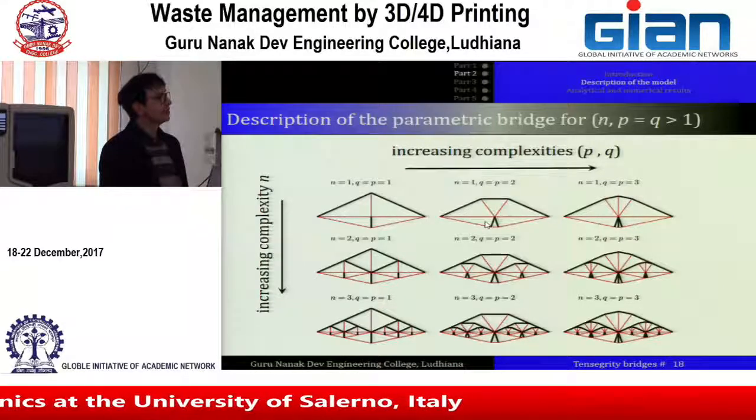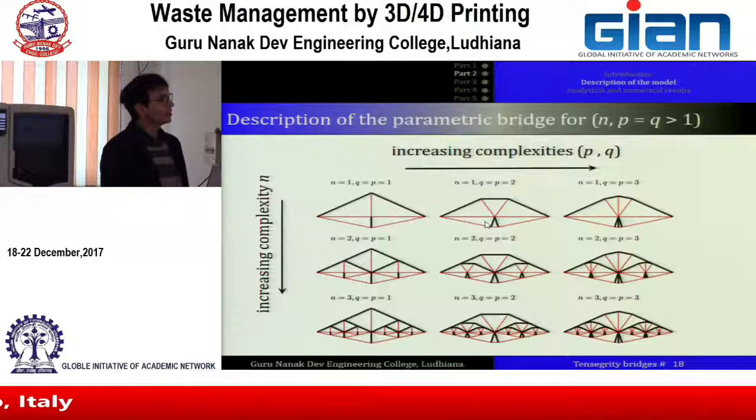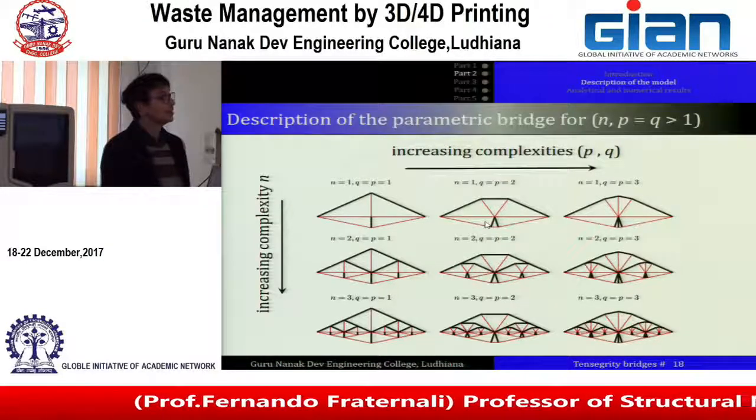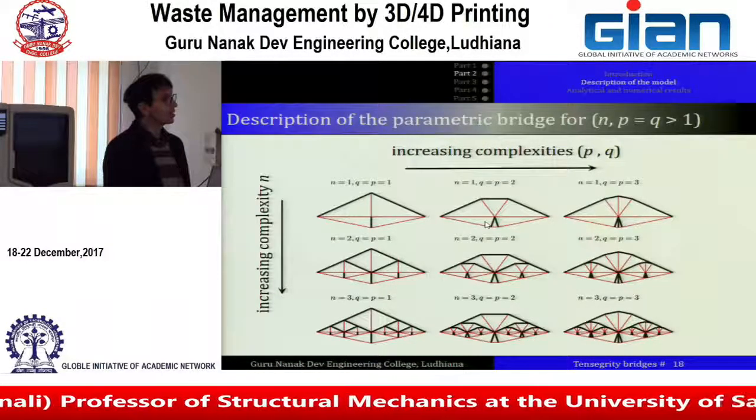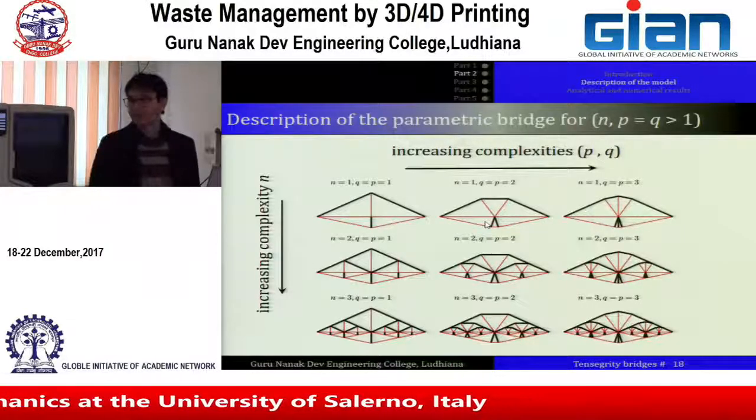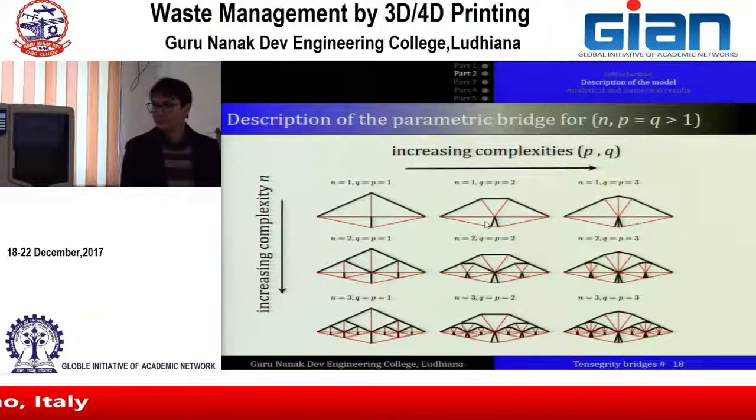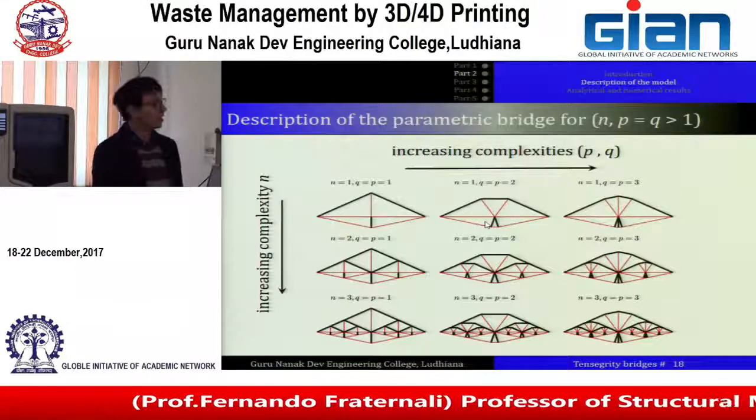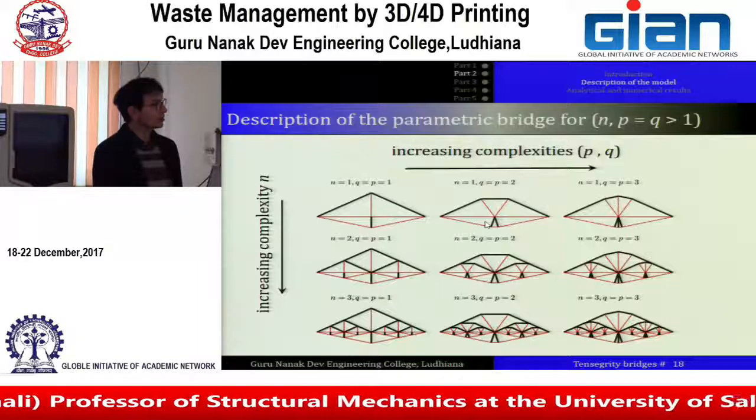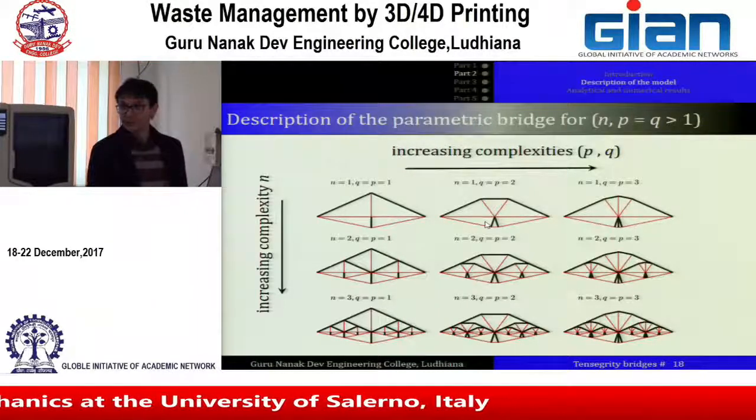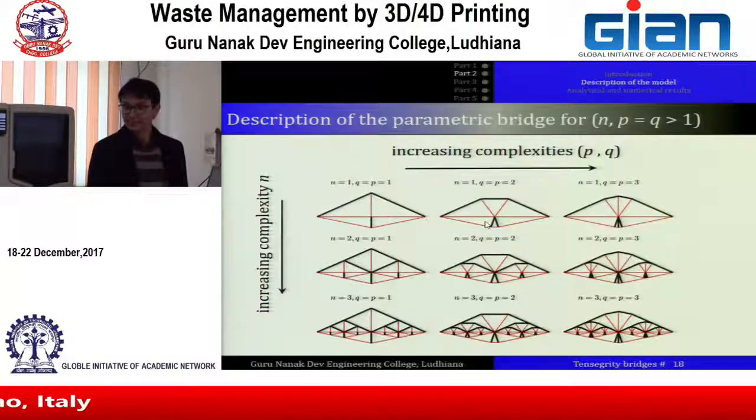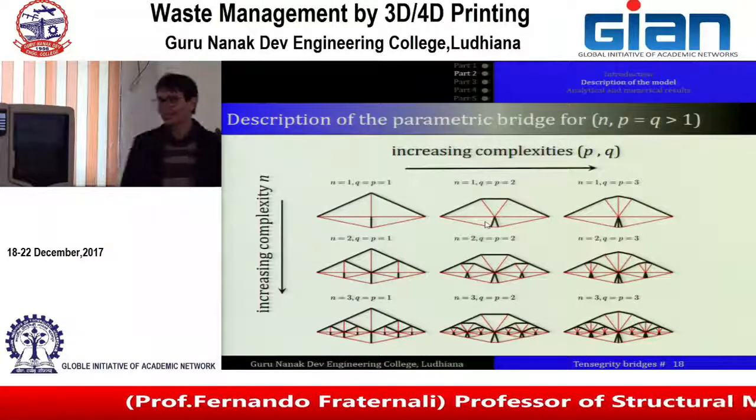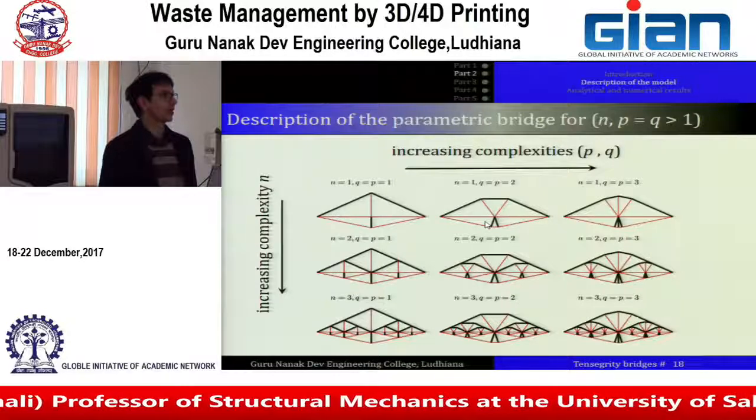Then you have N equal to 2. So take this and subdivide this. It means that you add another triangle here. See? You take this length, you put another triangle, and you go to N equal to 2, always having Q and P equal to 1. If you put another triangle here, and so on, you go to N equal to 3. And so you get all those shapes. And those are tensegrity fractals, what we call tensegrity fractals.